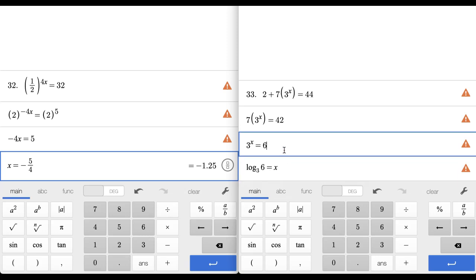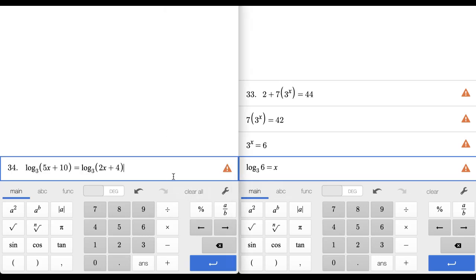All right, so again, this is exponential form, the log form. 3 to the power of x equals 6. That was the original. So we know we rewrote it correctly. And there's your x value. That was 33. On to number 34.